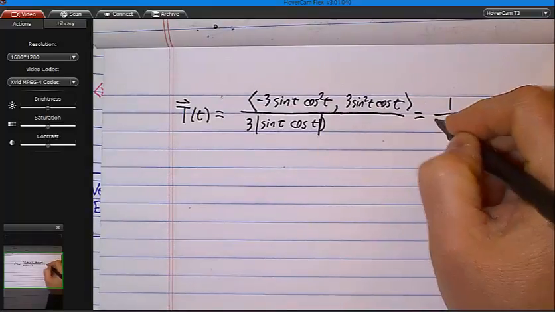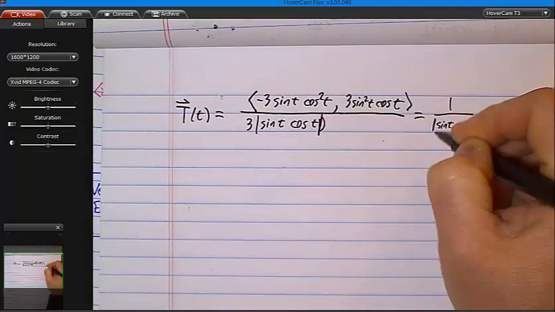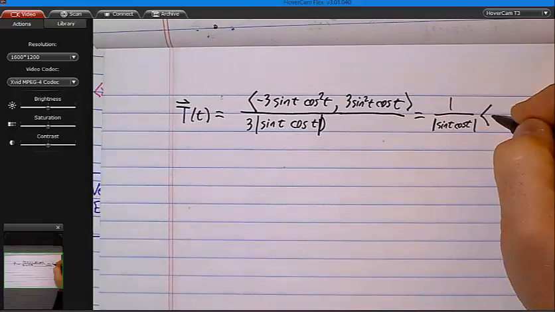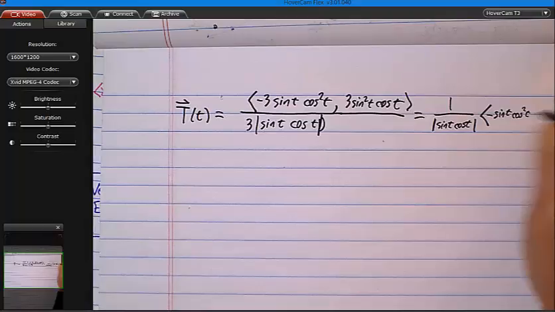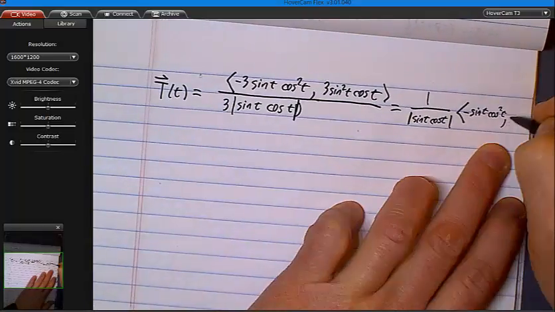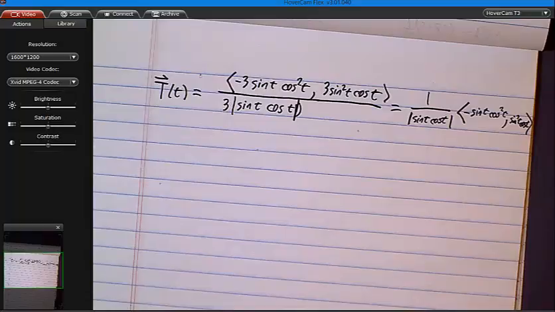1 over sine t cosine t, and all this is an absolute value, times the vector without the 3's, it would be negative sine t cosine squared t, comma, sine squared t cosine t. Oh, it's getting ugly, but it's there. Okay. So that's my unit tangent vector. All right?